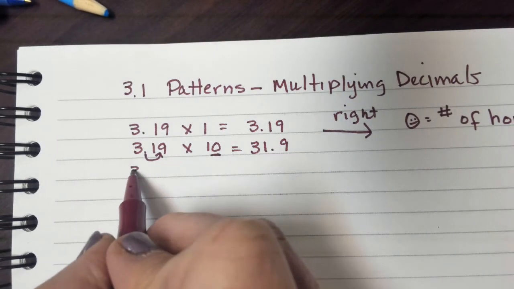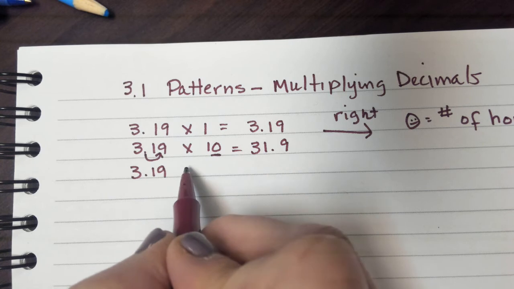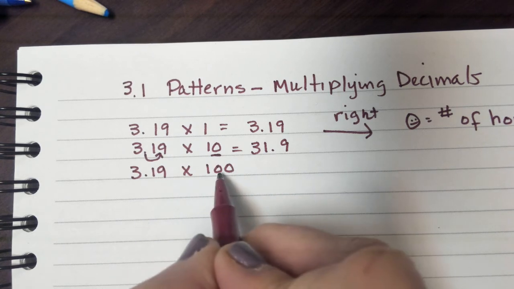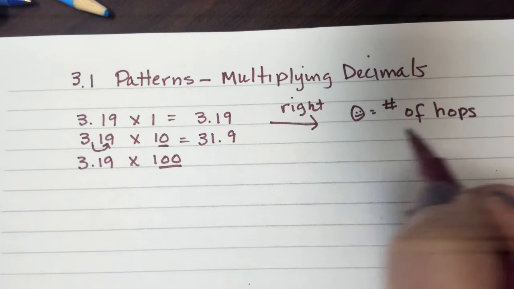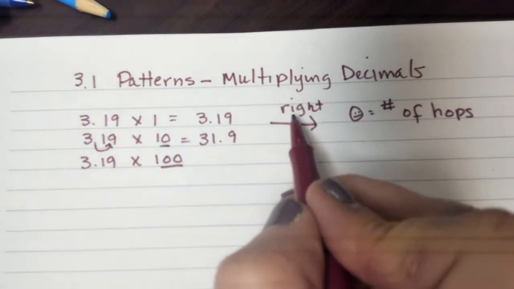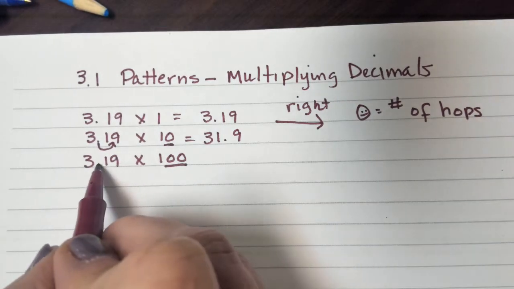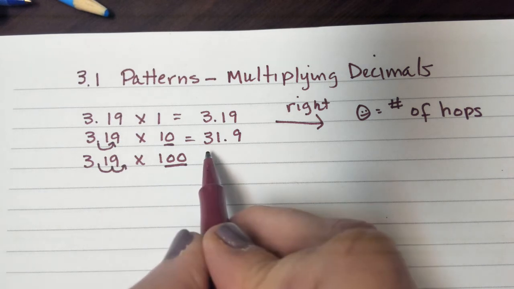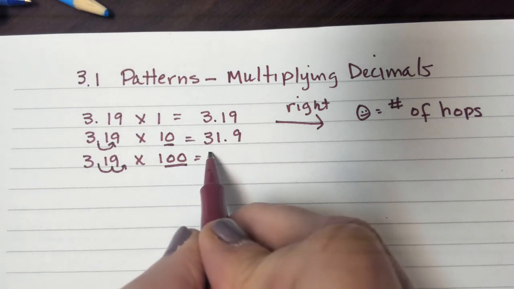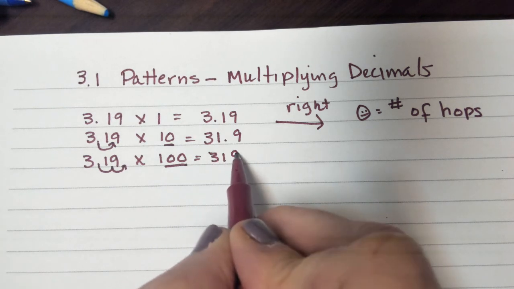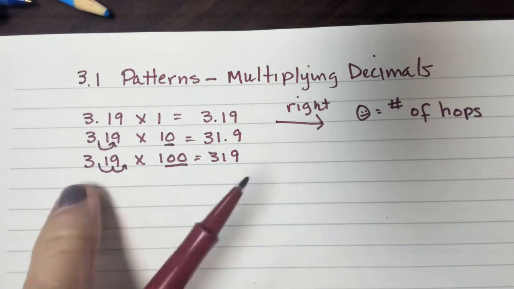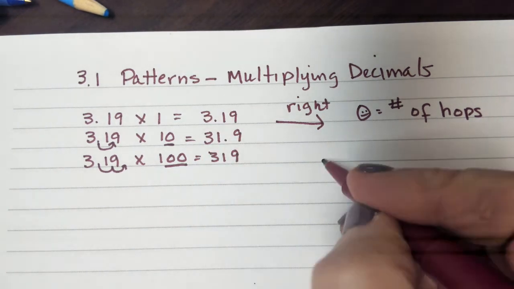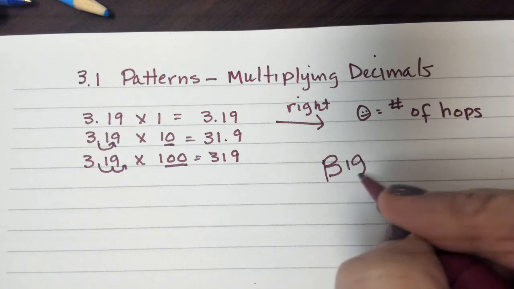Now let's do 3 and 1900ths, but this time let's multiply it by 100. Now remember, the number of zeros tells us how many hops we need to take to the right. So this one I'm going to go 1, 2 places, and so our answer now is going to be 319. Now remember, as we're going, what do you notice about the numbers? They're getting bigger.